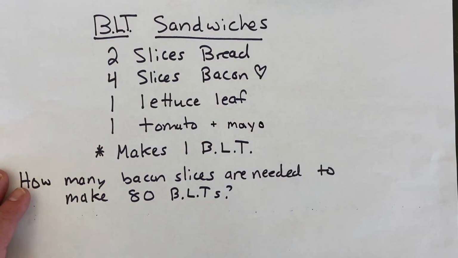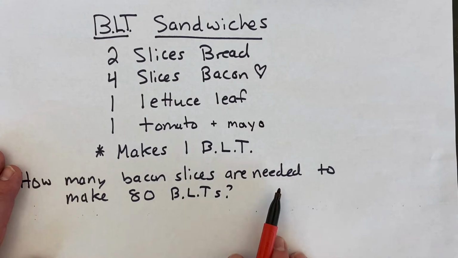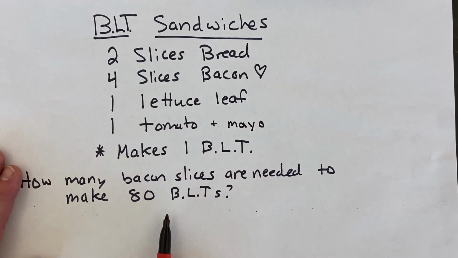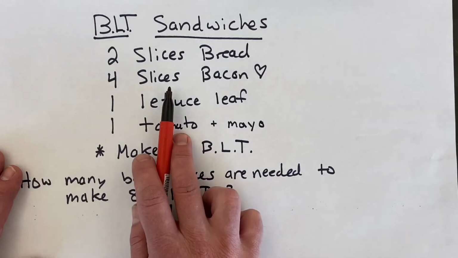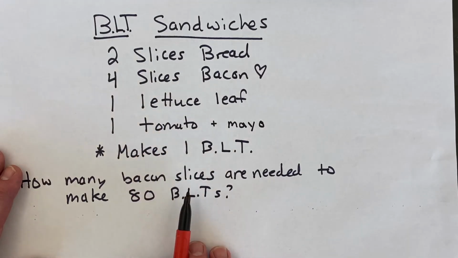Anyway, if I'm going to make 80 BLTs, it might be helpful for me to make sure I have all the ingredients that I need. For example, how many bacon slices are needed to make those 80 BLT sandwiches? Now you might be thinking of the answer already in your head, and that's great. And what you're doing is actually doing some stoichiometry. You're making a prediction as to how much of something you need to make a certain desired amount of product.